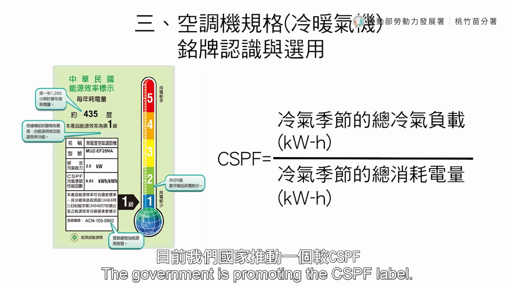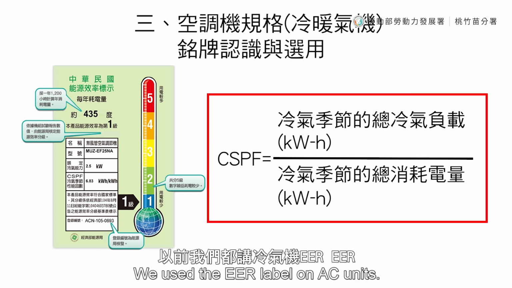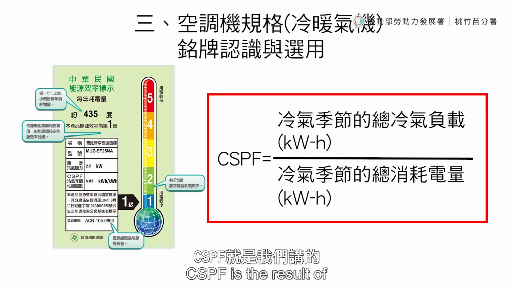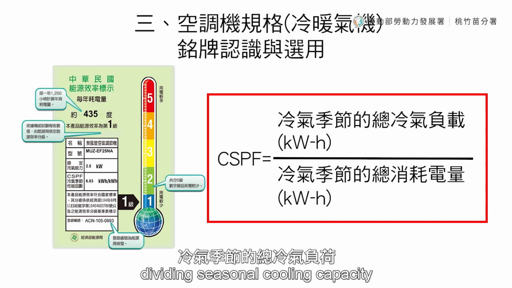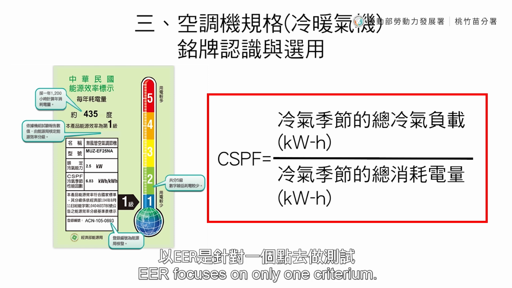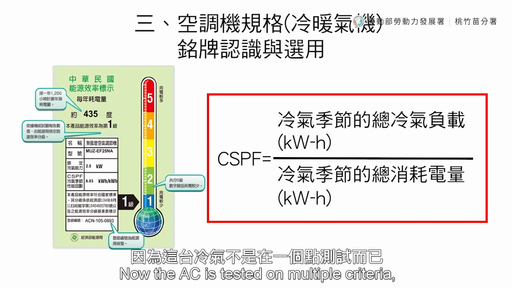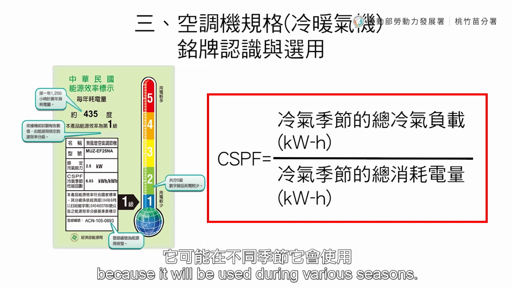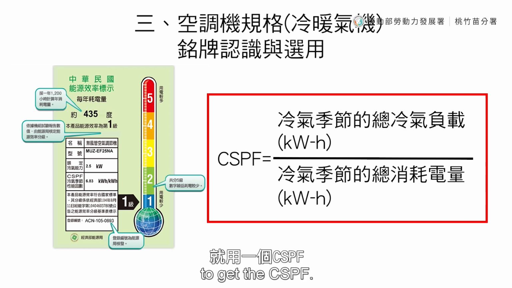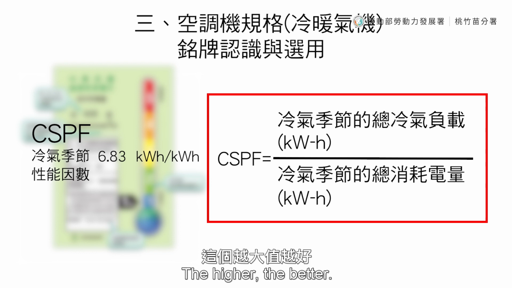The government is promoting the CSPF label. We used the EER label on AC units. Now we're using the CSPF label. CSPF is a result of dividing seasonal cooling capacity by seasonal energy consumption. What does it mean? EER focuses on only one criterion. Now the AC is tested on multiple criteria because it will be used during various seasons. So this is the formula we use to get the CSPF. What does it mean? The higher the better.